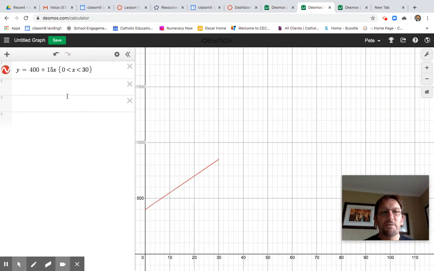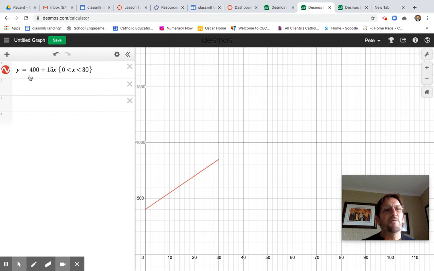Now, that was a really quite easy relationship, but that relationship holds. Suppose we've got this relationship, and this is the cost of hiring a restaurant out, and it costs $400 plus $15 for everybody that comes. So if one person comes, it costs $415. If two people come, it costs $430 because 2 times 15 is 30, so 430. If three people come, it's $445.